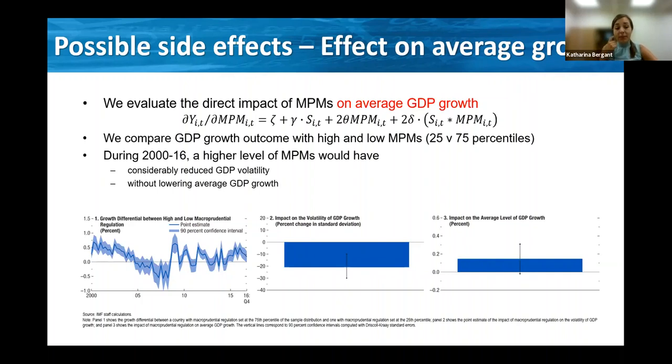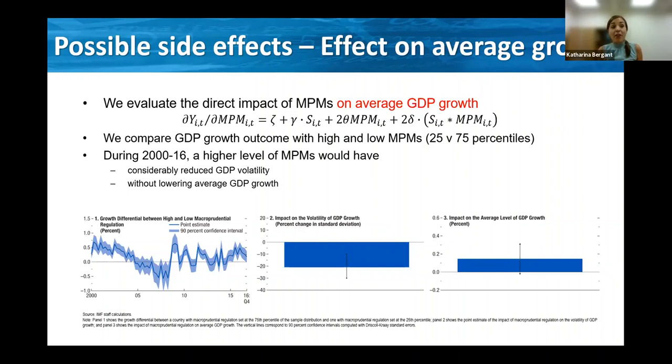In the first graph you see here, the bottom left, you can see that yes, in the beginning of the 2000s, actually the country with the higher macroprudential regulation experienced significantly lower growth. So the blue line is the difference in growth of the point estimate between the high and the low macroprudential regulation country. But on the other hand, when the shock hit, the global financial crisis, the country with the high macroprudential regulation experienced significantly higher growth. So now you probably want to know how this evens out, but let me first show you in graph two that the volatility for the country that had higher regulation is significantly lower.